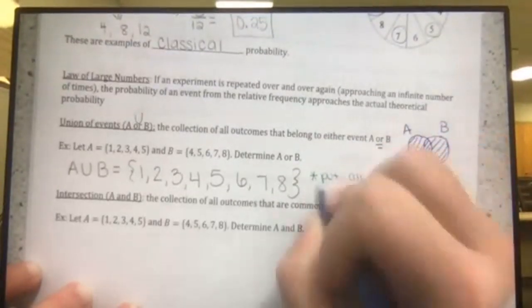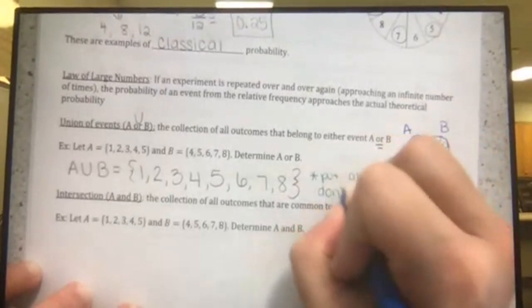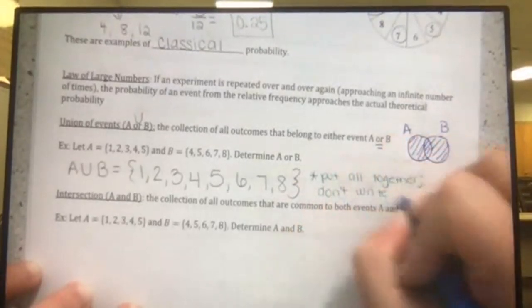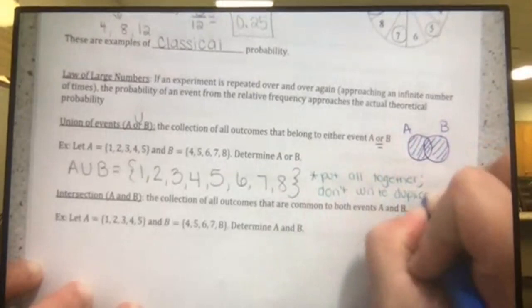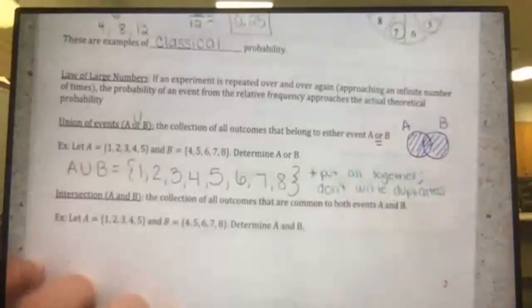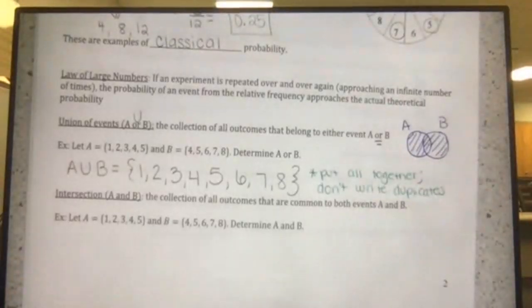So putting it all together, don't write the duplicates. A or B. So the word or means it could be in A, it could be in both, or it could be in B. Those are all of our options.